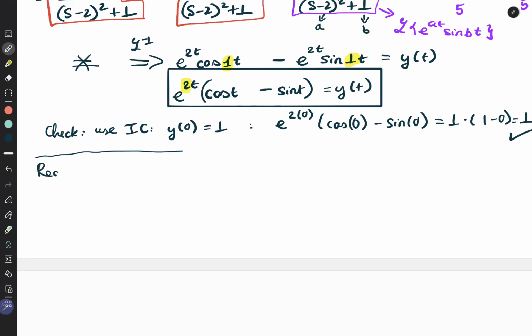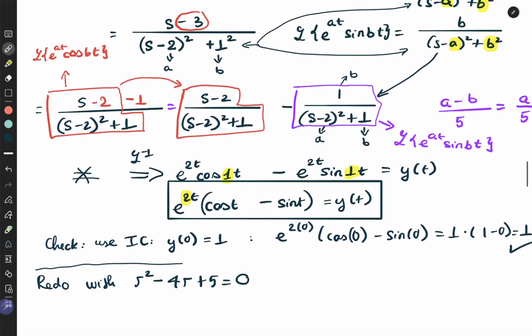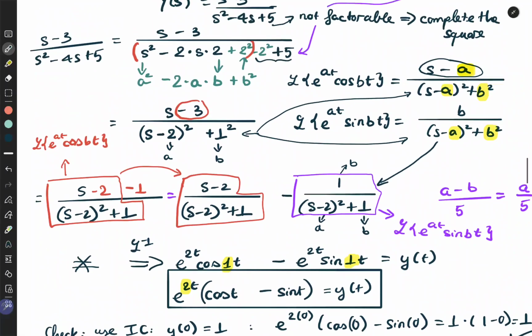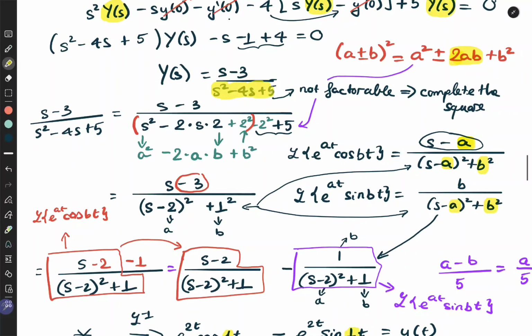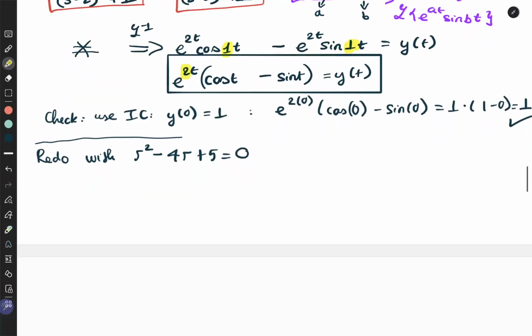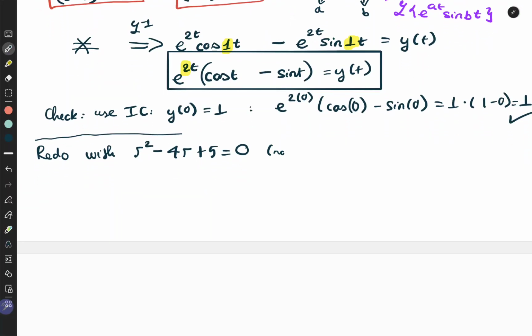Okay, so we do it with the characteristic equation, that is r squared minus 4r plus 5 equals 0. Because this one is similar to this denominator, s squared minus 4s plus 5, right? It's the same. And earlier we showed that it's non-factorable. If not factorable, it's going to give you a complex solution. Okay, we established that, right?